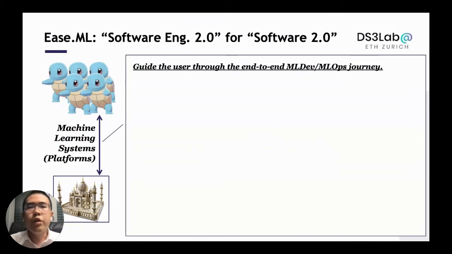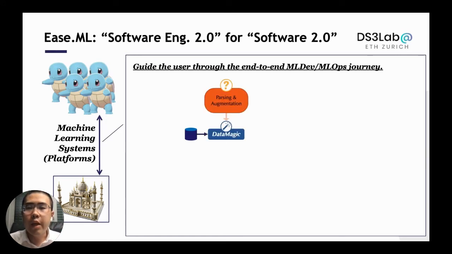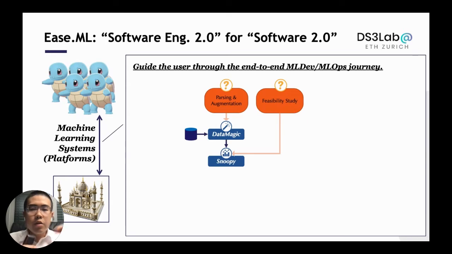So essentially, we try to define an end-to-end process to take users through the development and operational journey of machine learning applications. This all starts from the data and goes through multiple stages, and we actually have research projects for each stage. The first stage is about parsing, augmentation and data ingestion, and then it goes to another stage that we call feasibility study. Before you run expensive machine learning tasks, we want to understand whether your data quality is actually good enough or not.